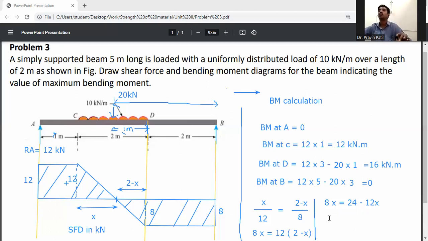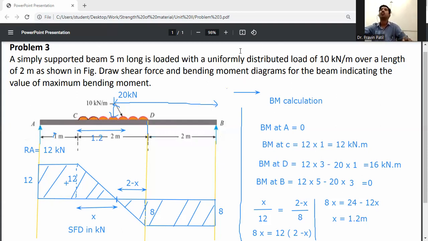X is equal to 1.2 meter. Maximum bending moment will act at x equal to 1.2 meter. 1.2 meter from which point? It will be from C. So the maximum bending moment will be 1.2 meter from C.